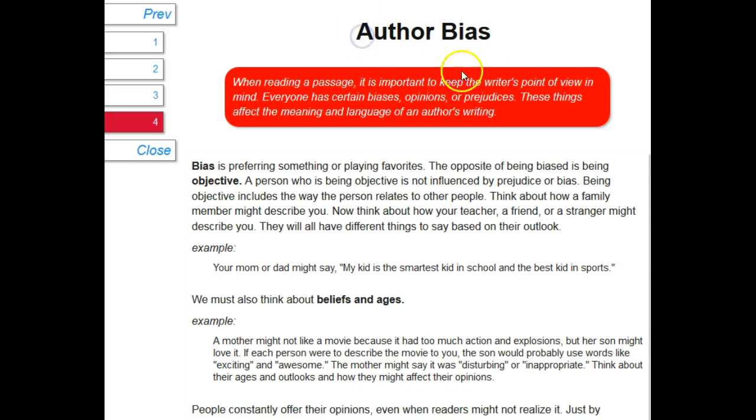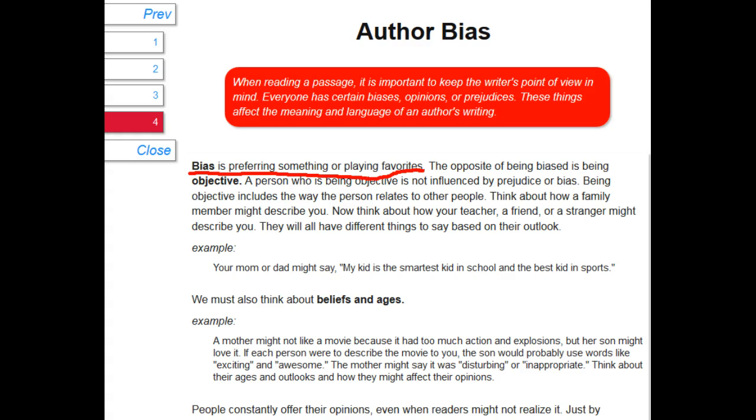When reading a passage, it is important to keep the writer's point of view in mind. Everyone has certain biases, opinions, or prejudices. These things affect the meaning and language of an author's writing. Bias is preferring something or playing favorites. The opposite of being biased is objective. A person who is being objective is not influenced by prejudice or bias.